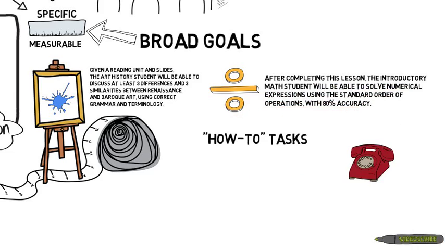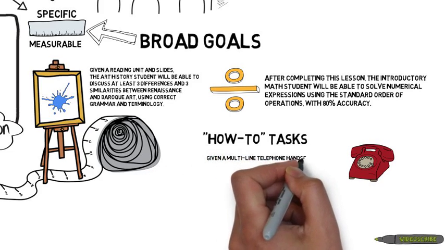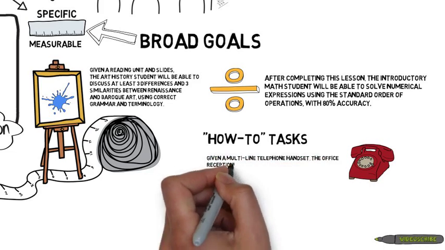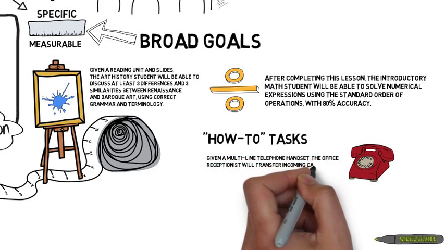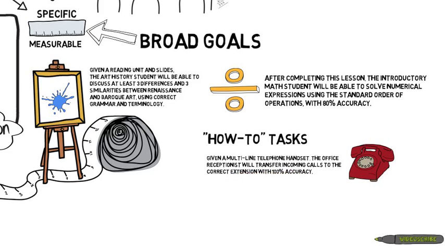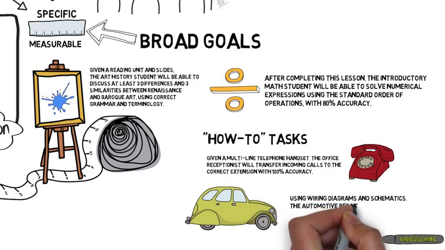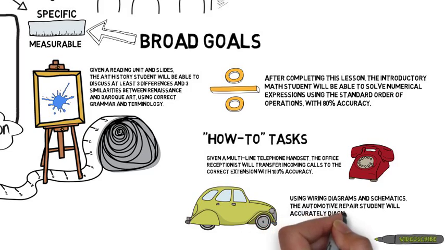Objectives can also be used to describe how-to tasks. For example, given a multi-line telephone handset, the office receptionist will transfer incoming calls to the correct extension with 100% accuracy. Or, using wiring diagrams and schematics, the automotive repair student will accurately diagnose and repair an automobile starter.